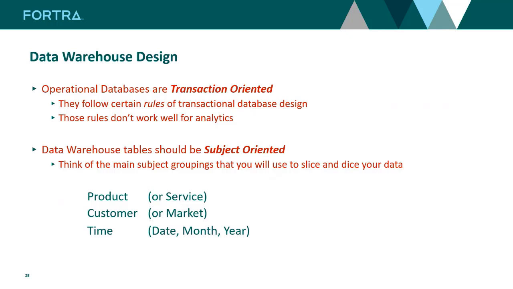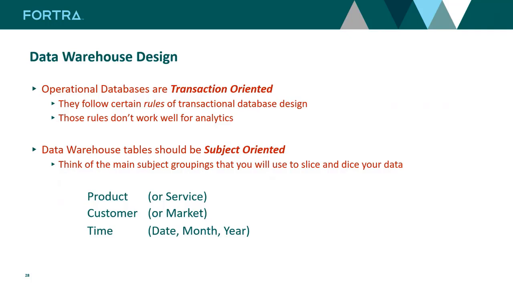Tables in an operational database are transaction-oriented, as we mentioned previously. And that results in the information being spread across many different tables. But in a data warehouse, we don't need to process transactions at all. We need to analyze and report on the information contained in those transactions. One of the best ways to do this is to use what is called a subject-oriented design.